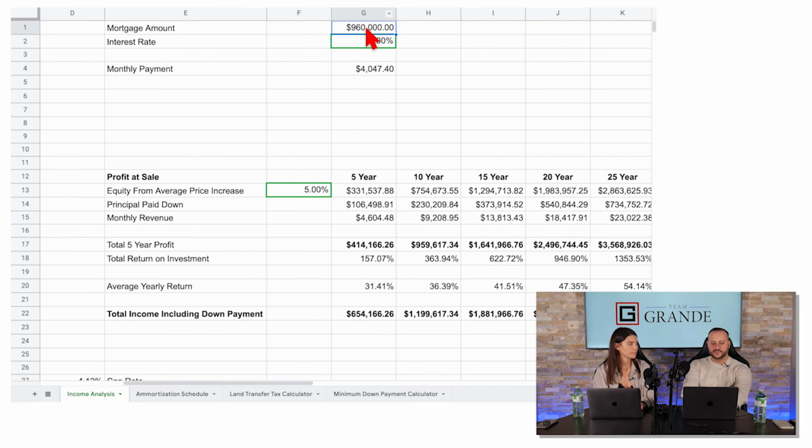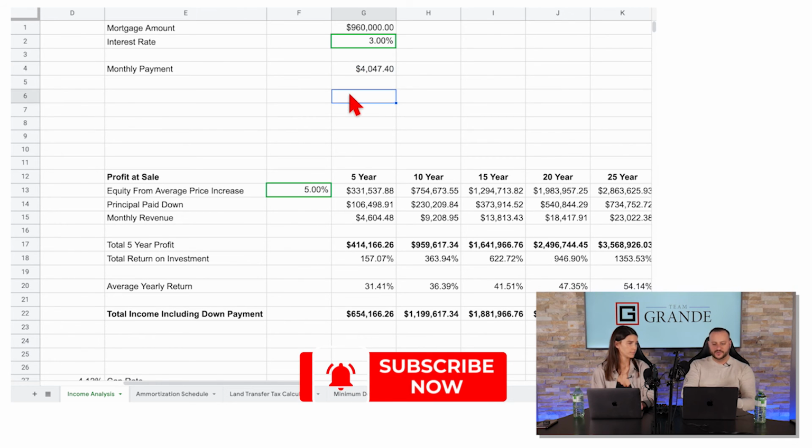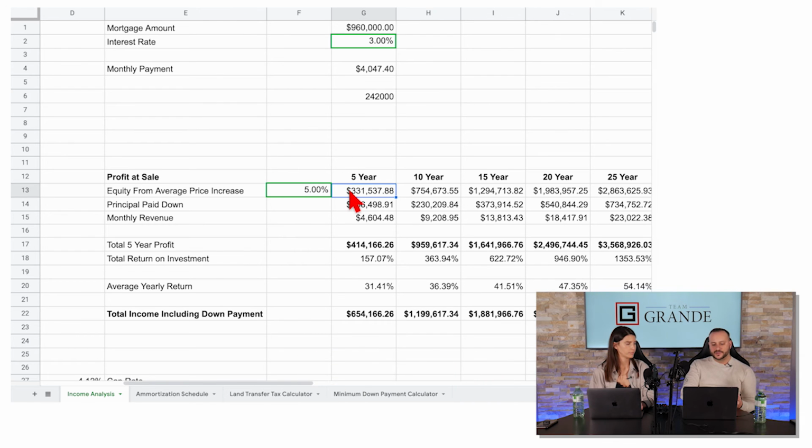So $960,000 was our original mortgage amount. So we paid down 60 months at $4,000. One sec, guys. I'm just going to do a quick calculation here. Times 60. So 242 essentially. 242,000 was paid off of your mortgage. So the equity went up.